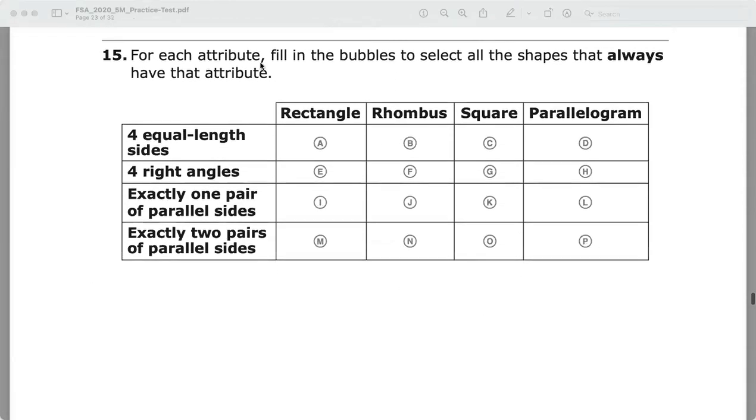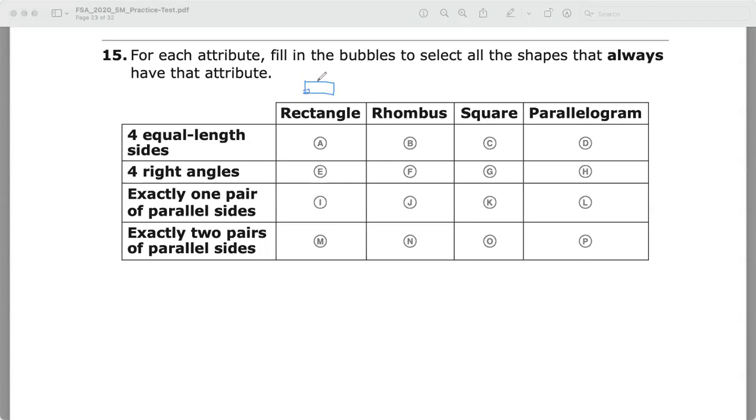Okay, for each attribute, fill in the bubbles to select the shapes that always have that attribute. So we have 4 shapes: a rectangle, rhombus, square, and parallelogram. So a rectangle. I'm gonna draw for reference.